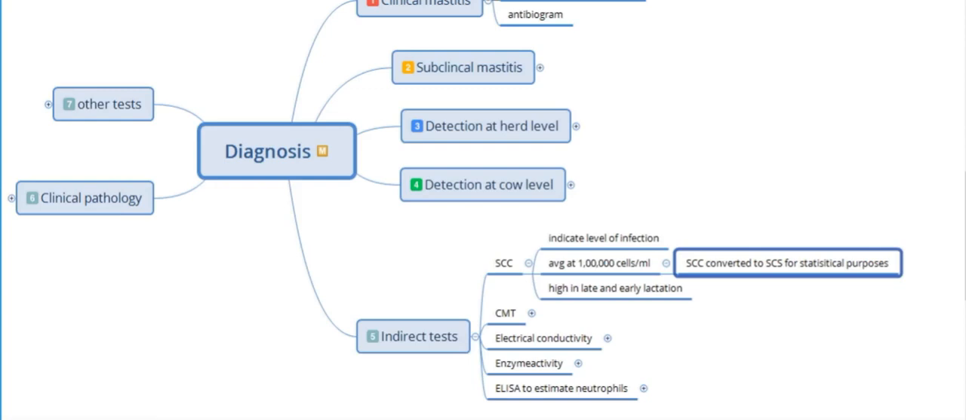values will be very high in the early phase of lactation as well as in the later stages towards drying. So in early and late lactation the somatic cell count values will be very high. So when you are considering the somatic cell count of a cow, you have to factor in the stage of lactation also. And during a normal lactation period, you can expect between 1 to 2 lakh cells per ml, and that is okay.